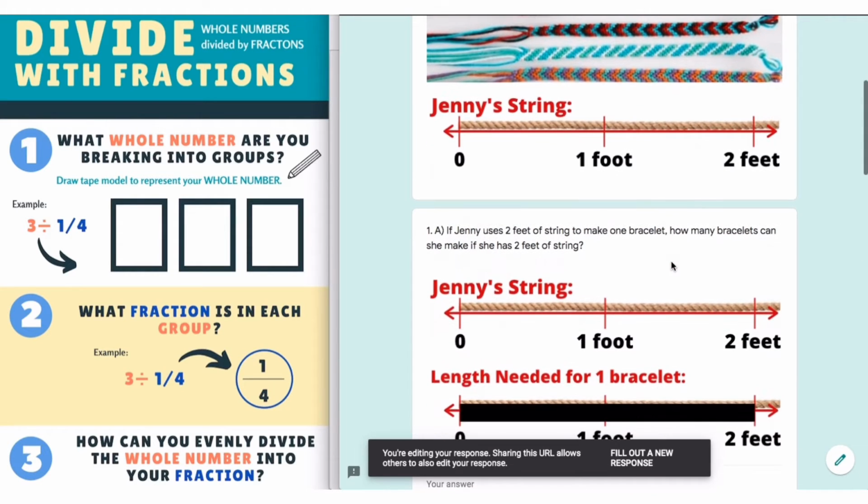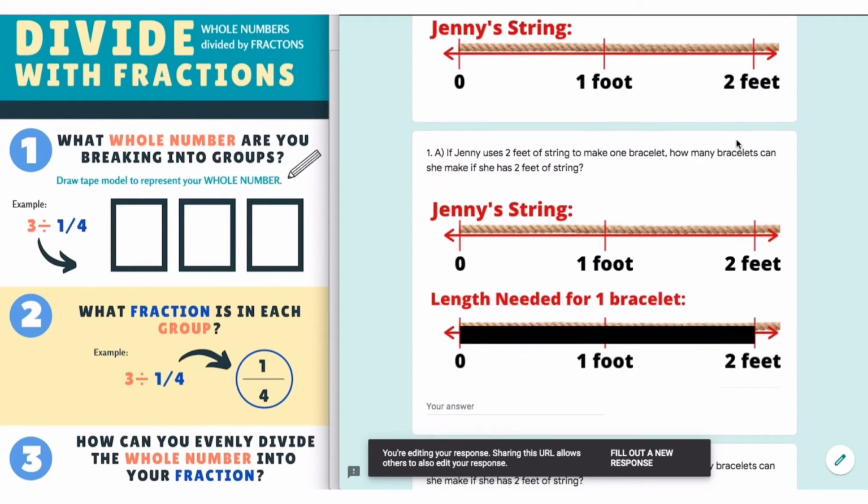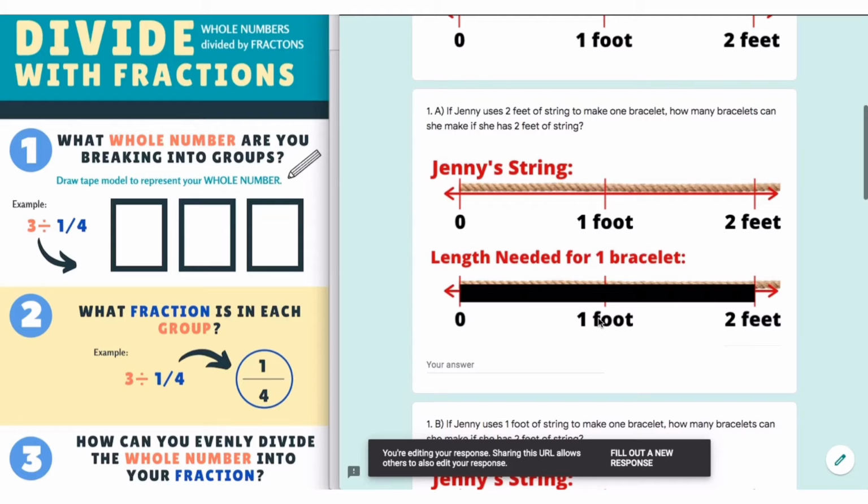For each problem, we're thinking, what is the problem asking me? What information do I need to find out? Number 1, if Jenny uses 2 feet of string to make one bracelet, how many bracelets can she make if she has 2 feet of string? So for question number 1, we're always starting with 2 feet. But for the first bracelet, she needs to use 2 feet to make the bracelet.